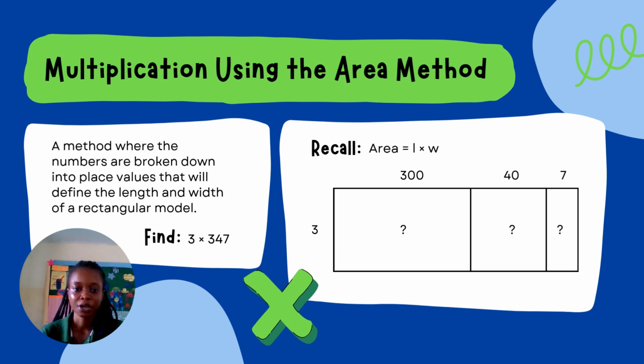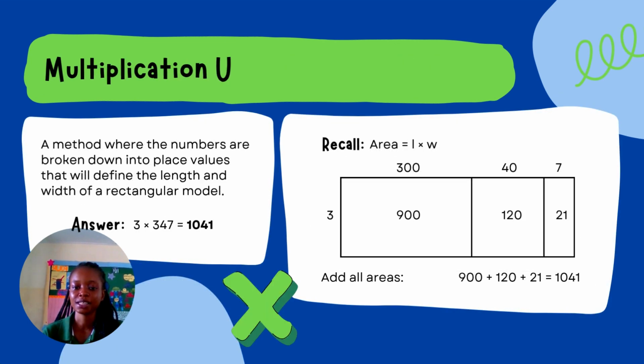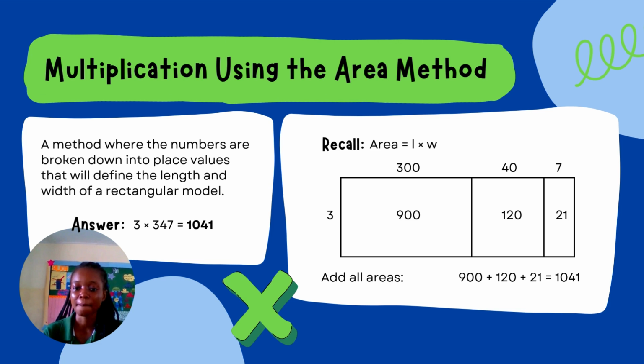Just as we can see on the screen, we have 300, 40 and 7 according to their place values, which are hundreds, tens and units, and then we have 3 on this corner. The next thing we're going to do is to multiply each place value. 3 times 300 gives us 900, 3 times 40 gives us 120, and 3 times 7 gives us 21. Here we have 900 plus 120 plus 21. When we total it, the total number we have is 1041. Our answer is going to be 1041.